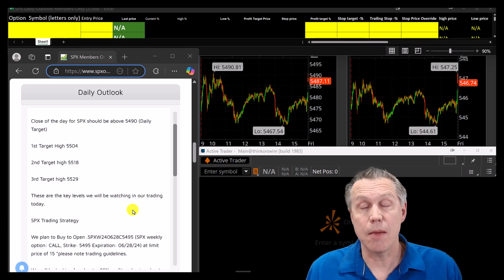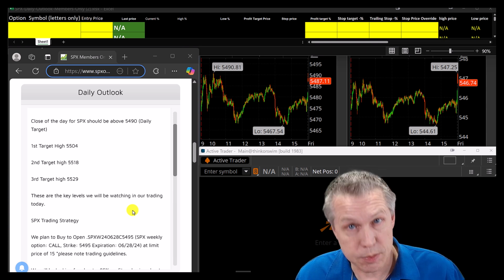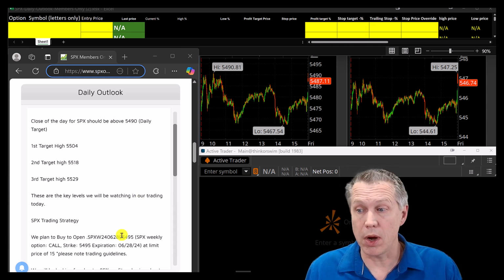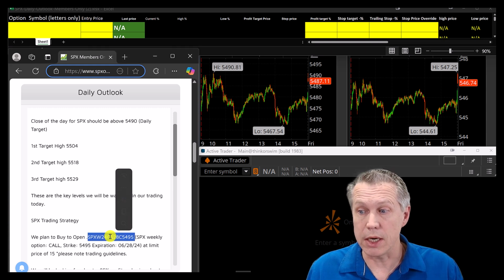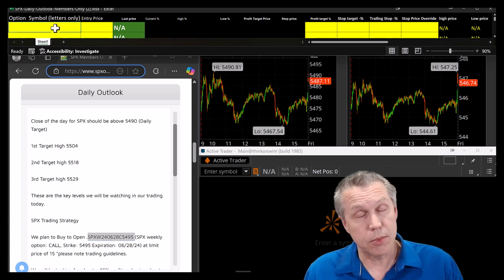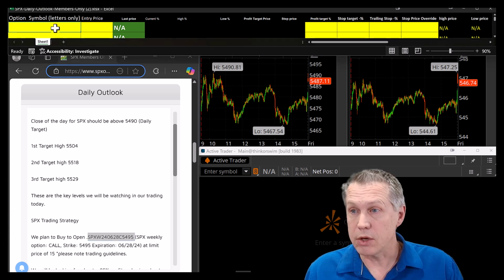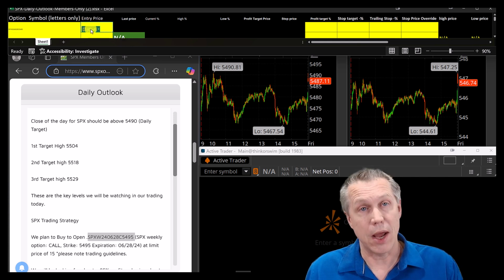We still have the time paused here for a minute, and here's how we would proceed with the information that is posted in the Daily Outlook. The first thing we want to do is notice that the option we're trading is listed right here, and so we're going to double click that, and we're going to Control-C it to copy it. We're going to go up to our Excel worksheet up here and Control-V to paste it in, so that it will automatically give us the price information.